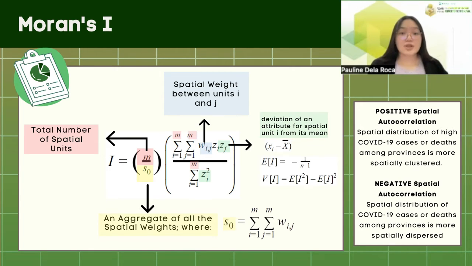Shown on screen is the formula for computing Moran's I. A positive spatial autocorrelation pertains to a more spatially clustered distribution, while a negative spatial autocorrelation means a more spatially dispersed distribution of the COVID-19 cases or deaths among the provinces. Additionally, cluster maps of the COVID-19 risk are also formed.